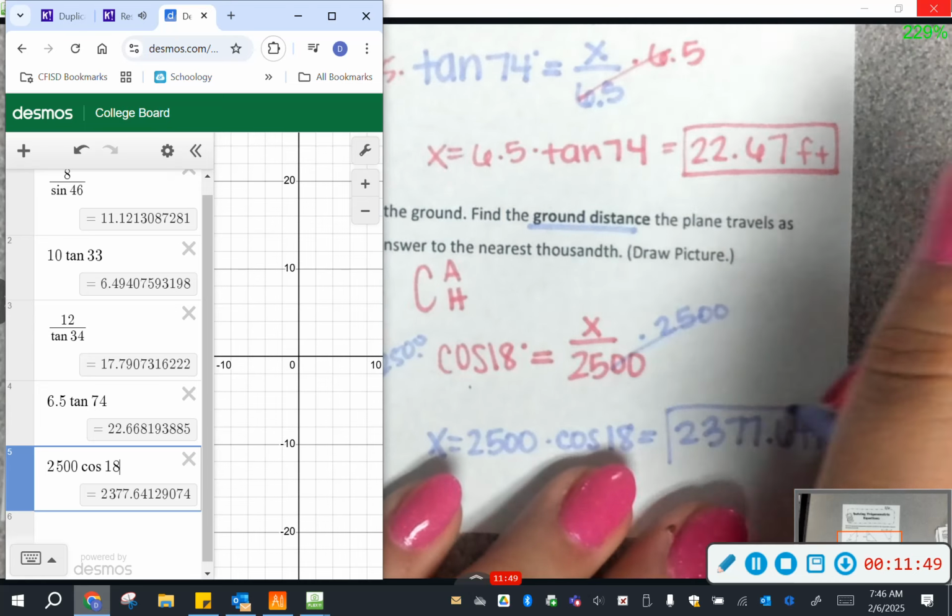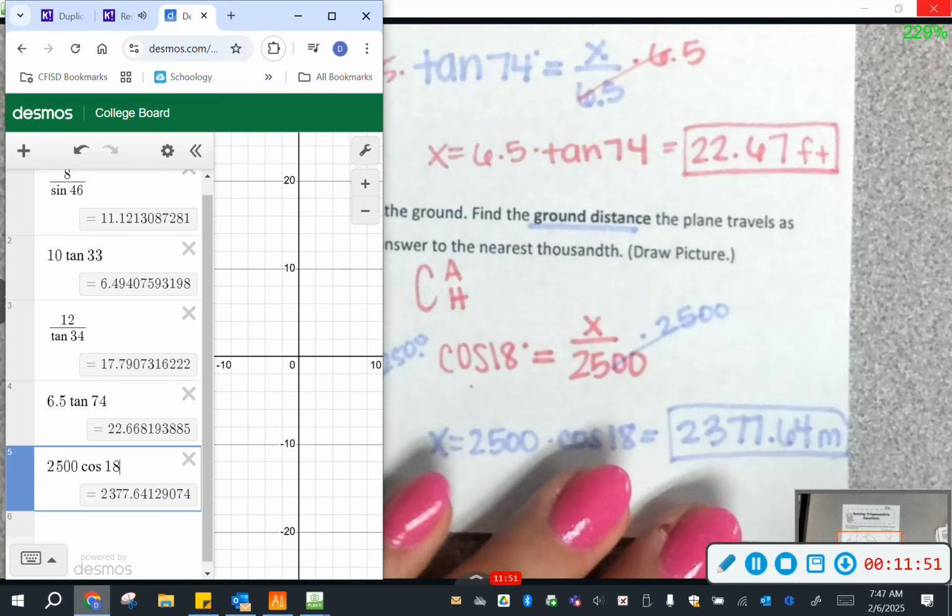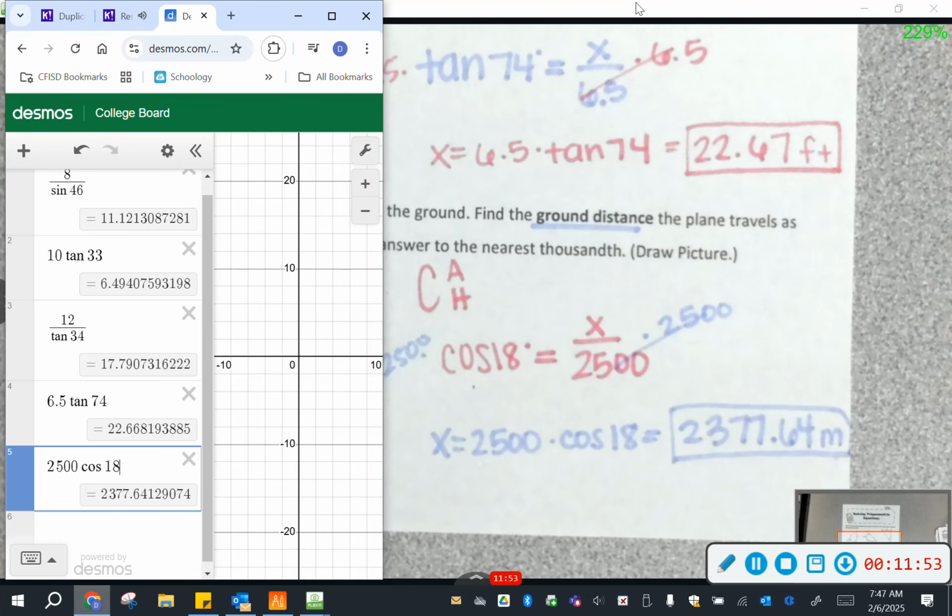I think I said miles earlier, but I think it's meters. What questions do I have? We're okay? All right, we are going to glue this onto page 48.